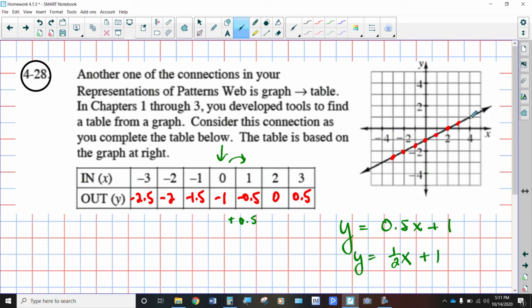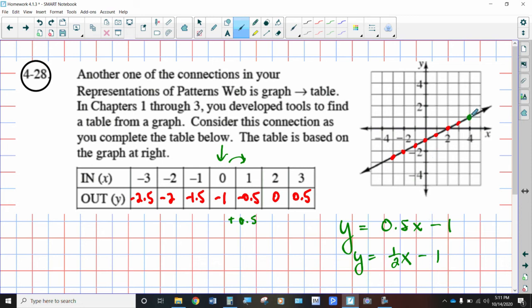Let's see if that works right here. What's half of 4? 2. And 2 plus 1? Wait a minute. It's not plus 1. What is it supposed to be? It's supposed to be minus 1. I'm sure glad I checked that because that would have said my answer should have been 3 instead of 1. So that's why we check things, because it's so easy to make a mistake. It's supposed to be 1/2 x minus 1.